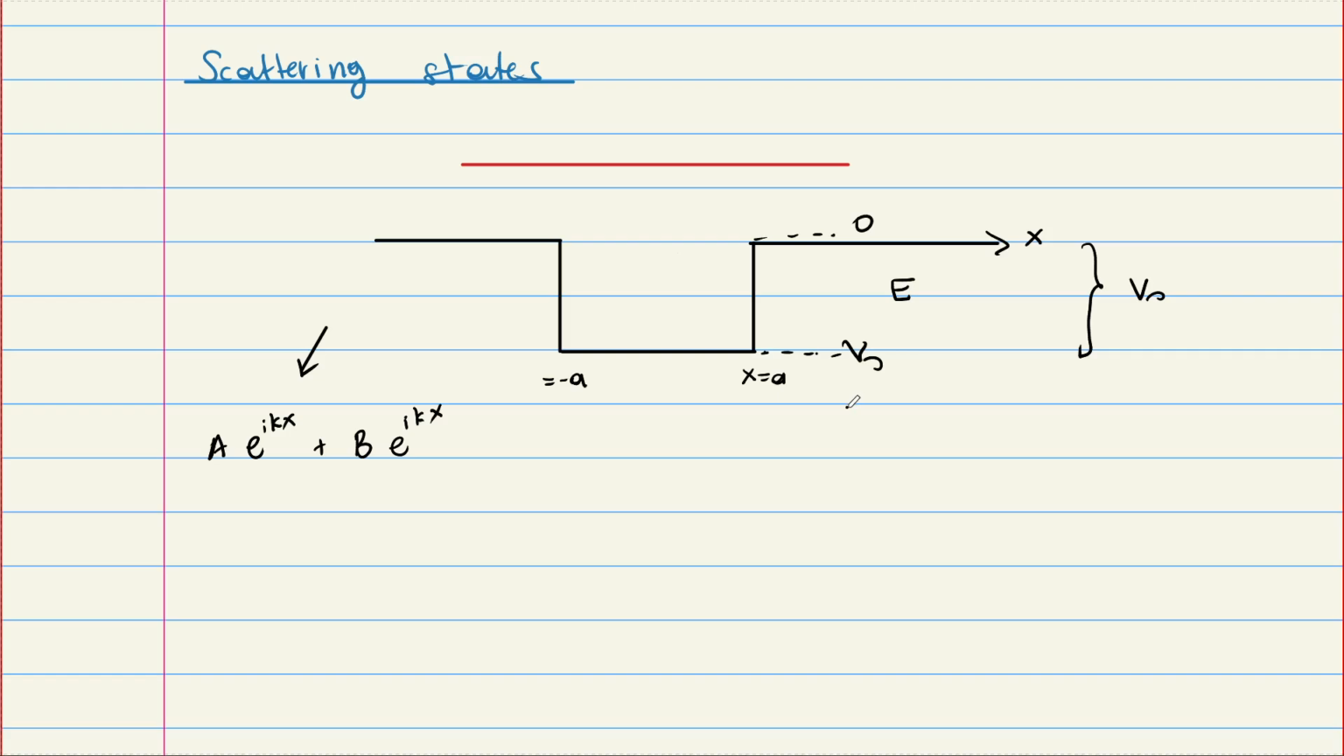Yes? Are you supposed to write minus ikx? Oh, yes, absolutely. Thank you. So let me write this minus. And what is k? Here, k is given by energy. So h bar squared k squared over 2m is equal to E.